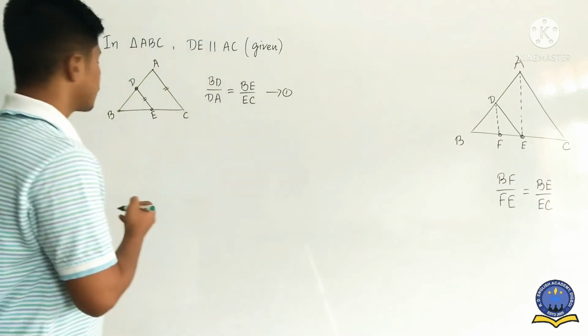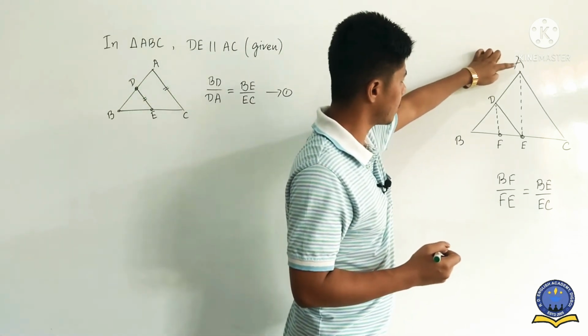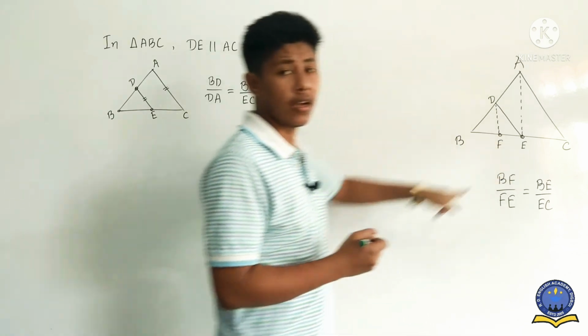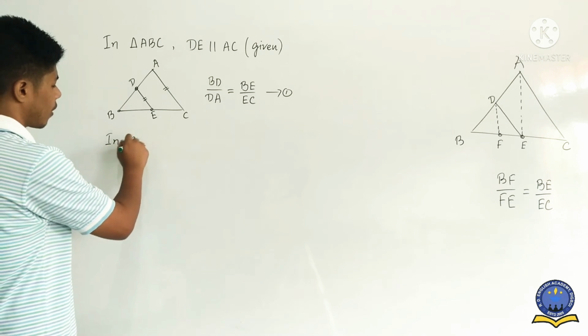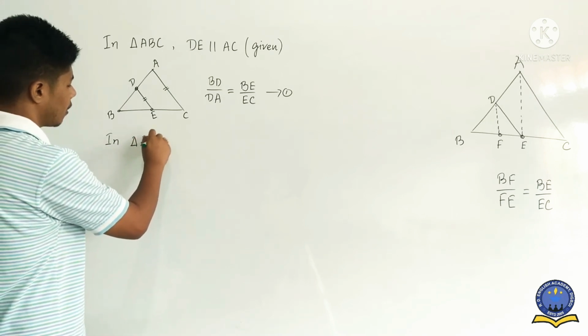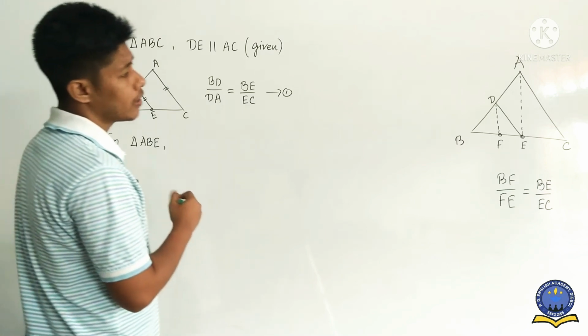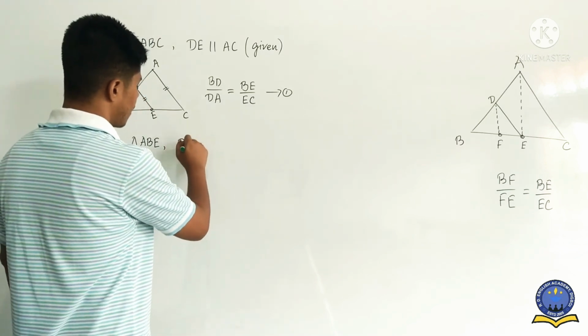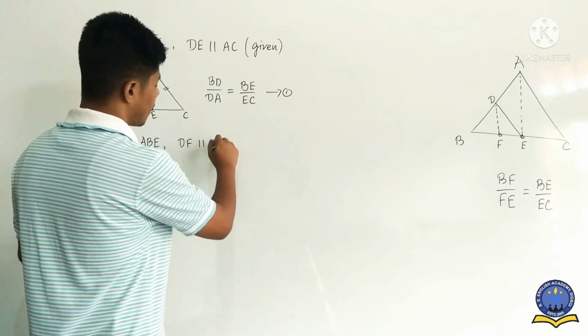So now the next one is, again if you see the other triangle here, we have to consider now ABE. So this triangle we have to consider. That's why here we write in triangle ABE. In triangle ABE, already given here is DF. So this one is given. Now, second, DF is parallel to AE is given.